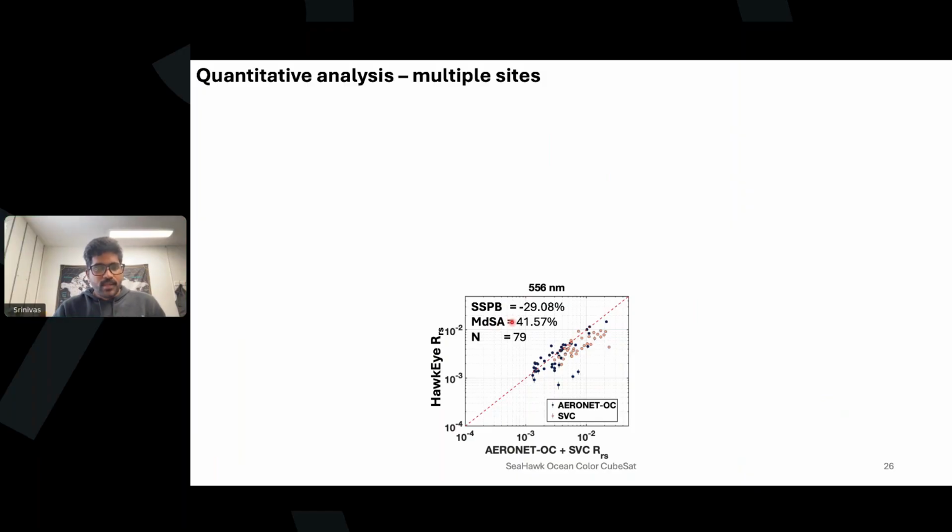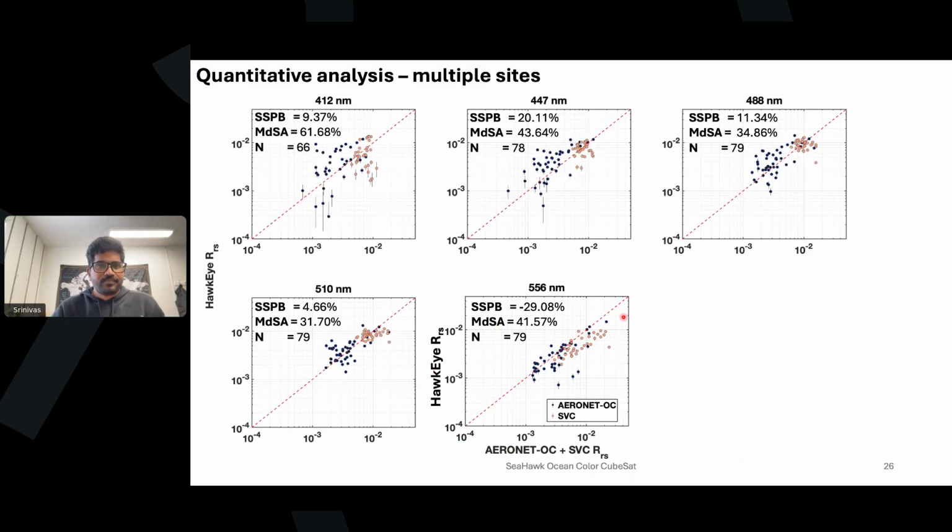These two statistics were considered because they were found to be more robust and they operate in the log scale. The total number of points that we have for combining Aeronet OC and SVC is 79. And here is a 1:1 line shown in red, and both axes are shown in log scale. This figure is for one wavelength, which is 556 nanometers. At first glance, we can see that Hawkeye data agrees well with the in situ data that was collected. We repeated the same analysis with other wavelengths as well.